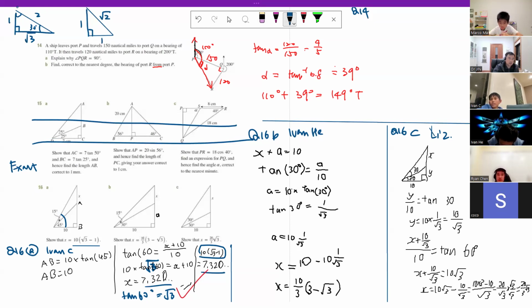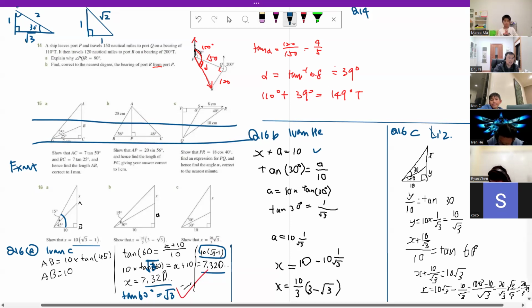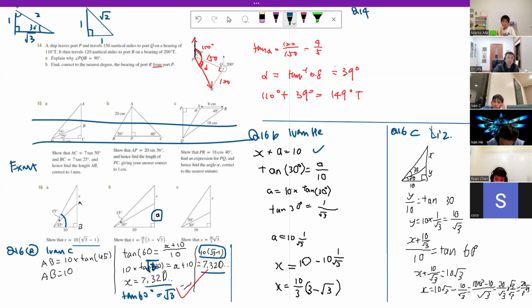All right, the second question, let's see, Ivan. X plus A is 10. Yep, that's true. You just made up the A. So tangent 30 is A divided by 10. Yep, so A is 10 times tangent 30. What's that? Tangent 30 is 1 over root 3. Yeah, I got it. A is 10 divided by that. Yeah, that's fine. So that's A. Do we need to calculate A? No, we calculate X: 10 minus that. So it's a common denominator calculation.